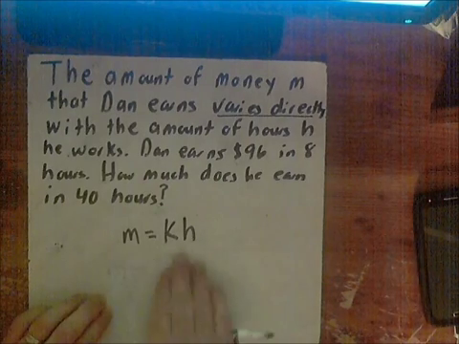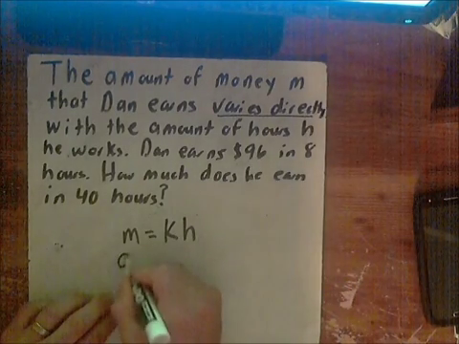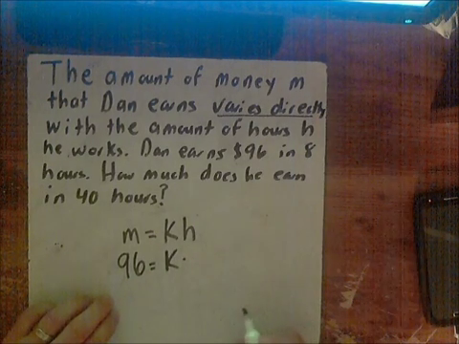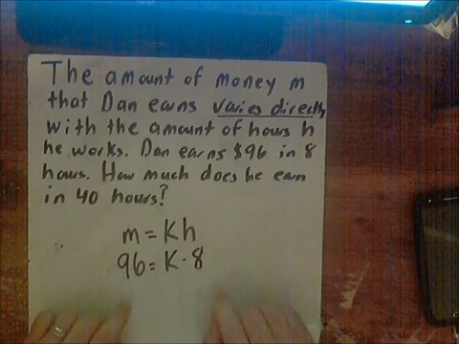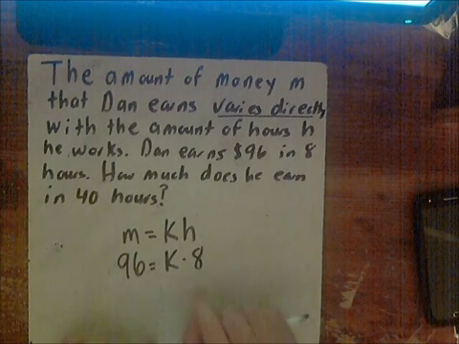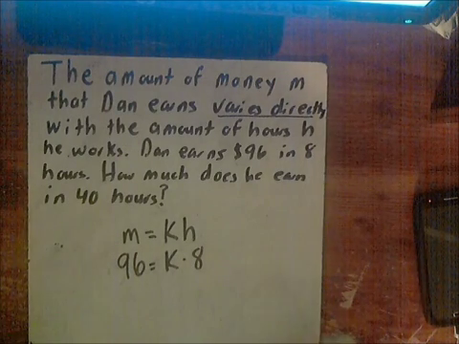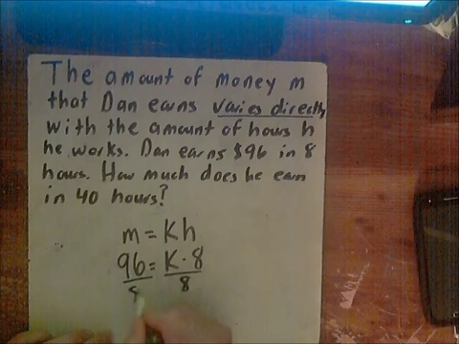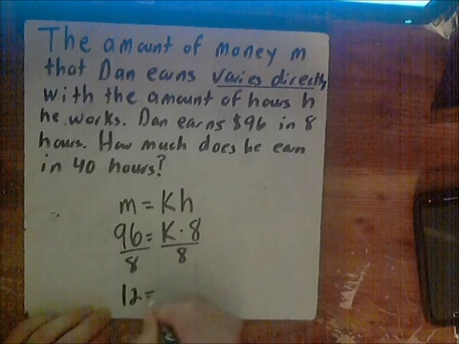I'm going to set up M equals KH. I notice that M for money, 96, is equal to K times the amount of hours he works, which is 8. So I just simply inserted 96 in for the money and 8 in for the amount of hours he worked. Now, naturally, the next thing you're going to do is find K. And we'll do that by simply dividing by 8 here. And you'll get 12 to be K.